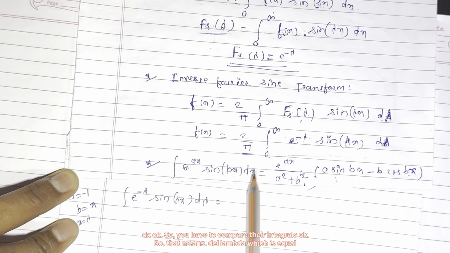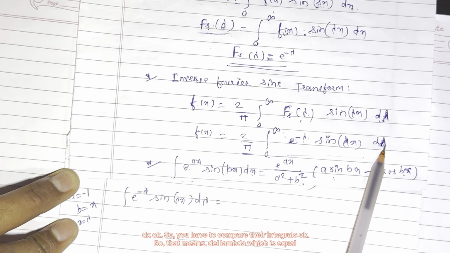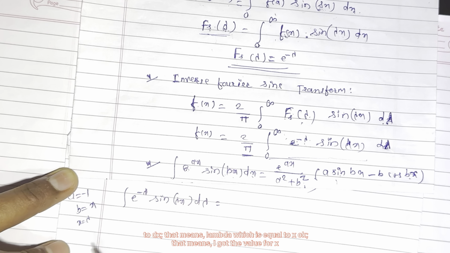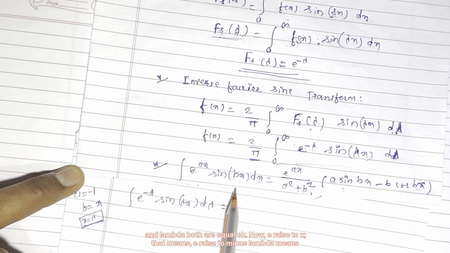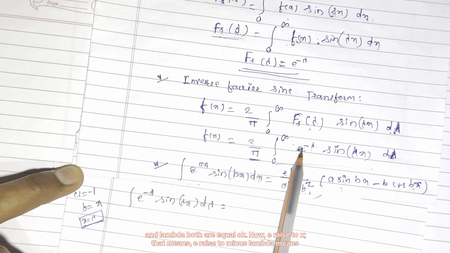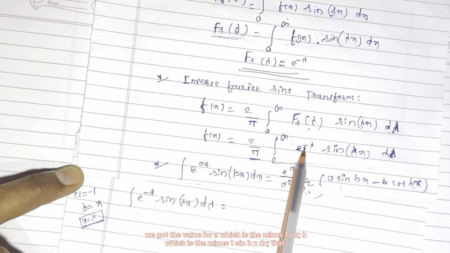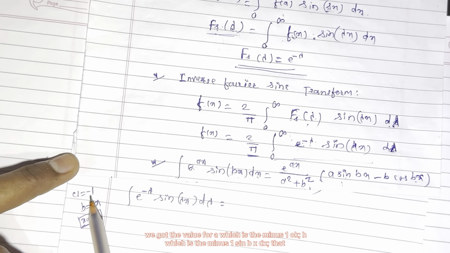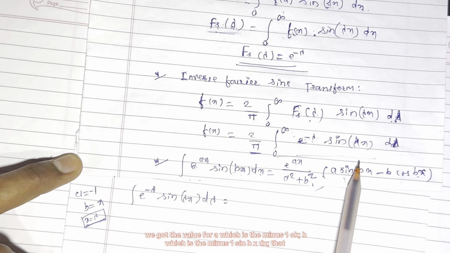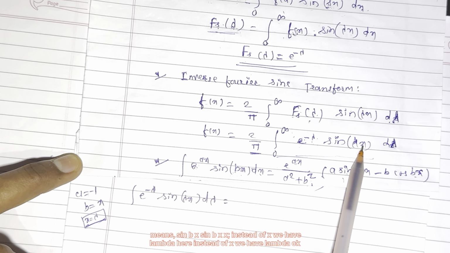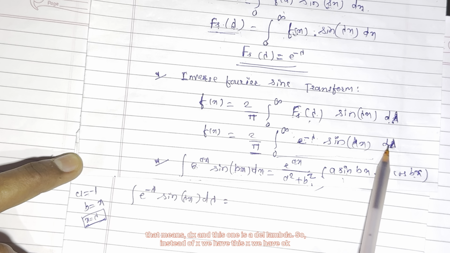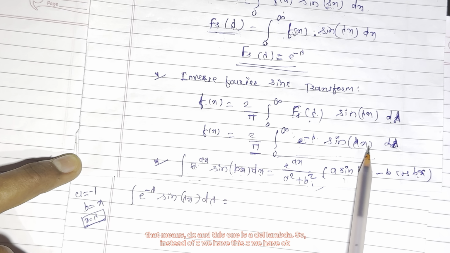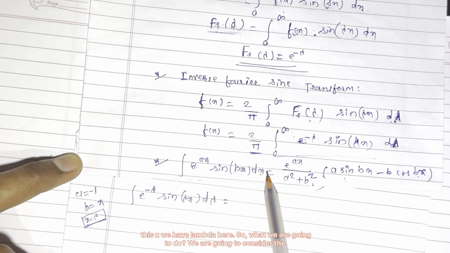So we have to compare their integral also. That means d lambda is equal to dx, that means lambda is equal to x. I got the value for x and lambda, both are equal. Now e raised to ax means e raised to minus lambda, so we got the value for a which is minus 1, sine bx dx, that means instead of x we have lambda here, and dx is d lambda.